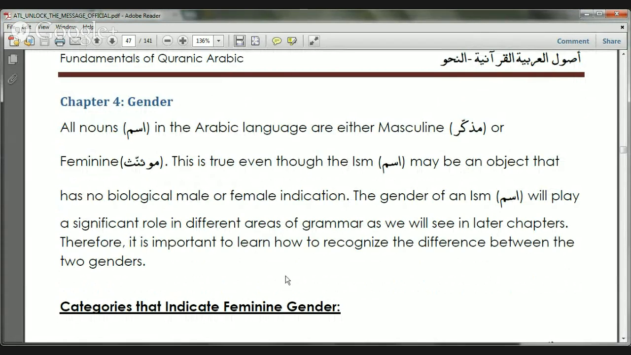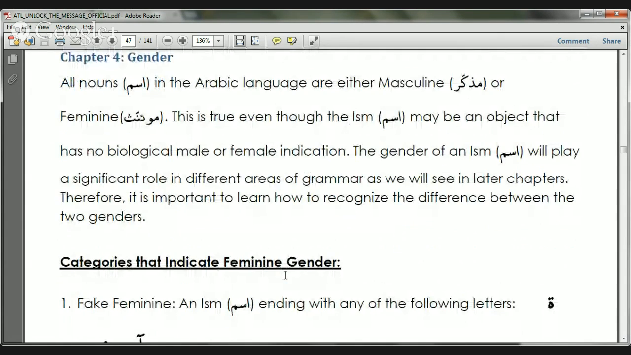Chapter number 4, gender. All nouns in the Arabic language are either masculine or feminine. This is true even though the ism may be an object that has no biological male or female indication. The gender of the ism will play a very significant role in different areas of grammar, as we'll see in later chapters, so it's important to know the difference between both.